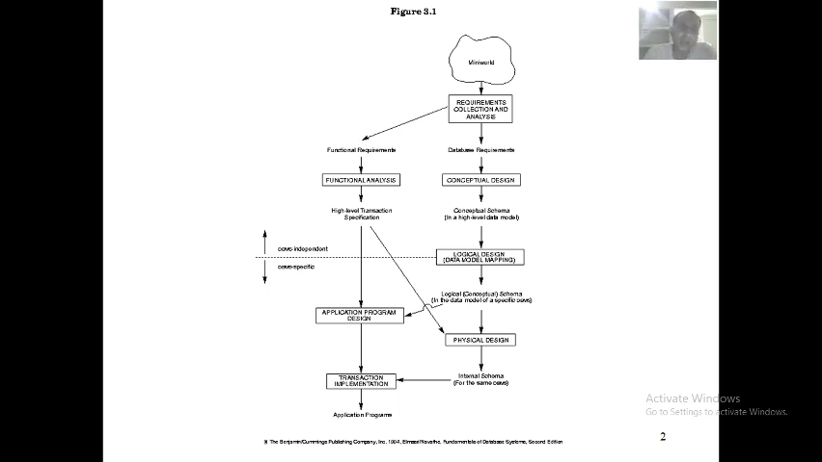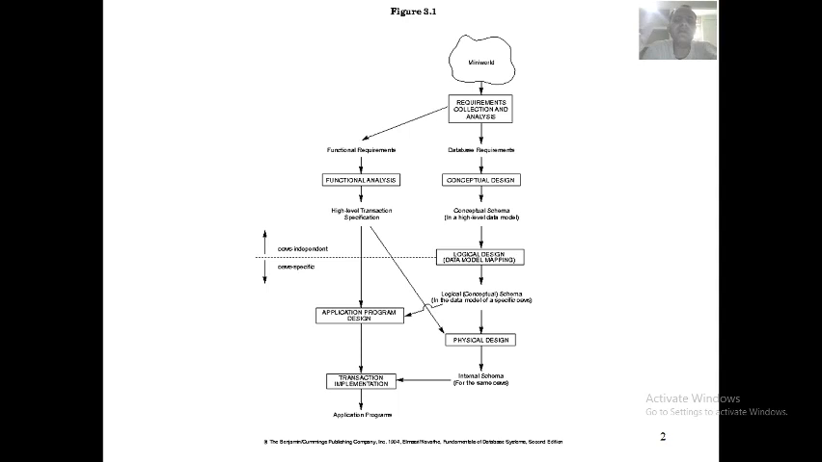Got it? Now, this diagram shows the simplified overview of the database design process. This diagram shows the simplified version of the database design process. The first step shown in this diagram is requirements collection and analysis. You all know it. What is requirements collection and analysis?